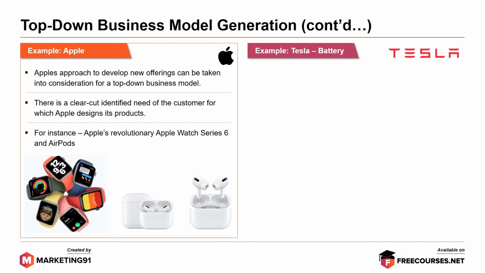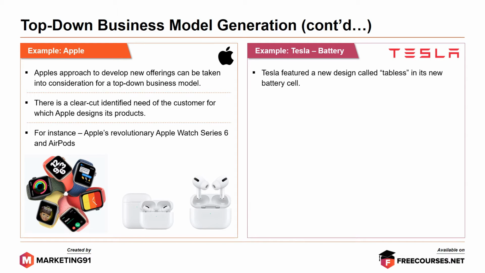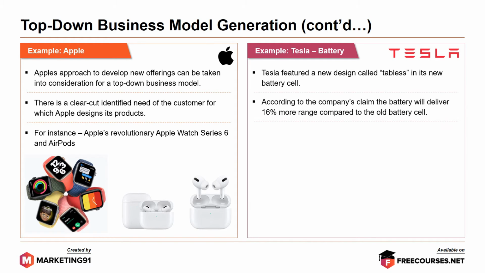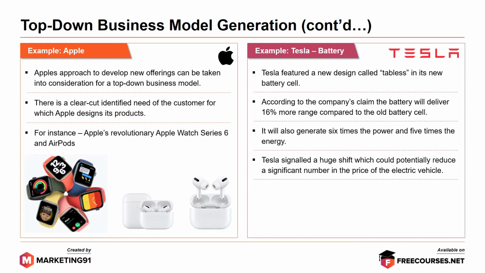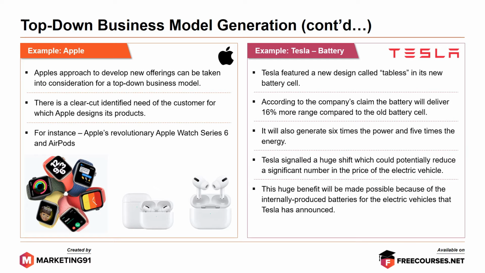Next, Tesla's battery. Tesla featured a new design called tabless in its new battery cell. According to the company's claim, the battery will deliver 16% more range compared to the older battery cell. It would also generate 6 times the power and 5 times the energy. Tesla signaled a huge shift which could potentially reduce a significant amount in the price of the electric vehicle. This huge benefit will be made possible because of the internally produced batteries for the vehicles that Tesla has announced.